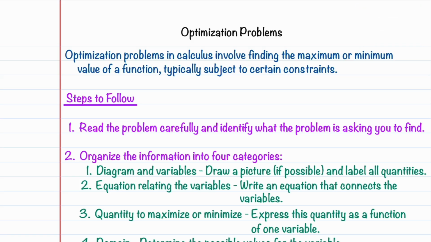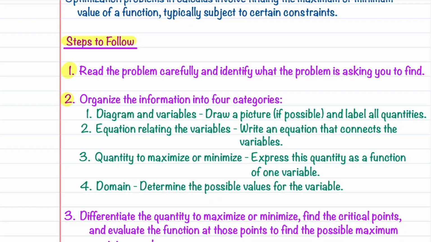Let's start by going over the main steps that you need to follow when solving an optimization problem. The first step is to read the problem carefully and identify what the problem is asking you to find. The second step is to organize the information into 4 categories.